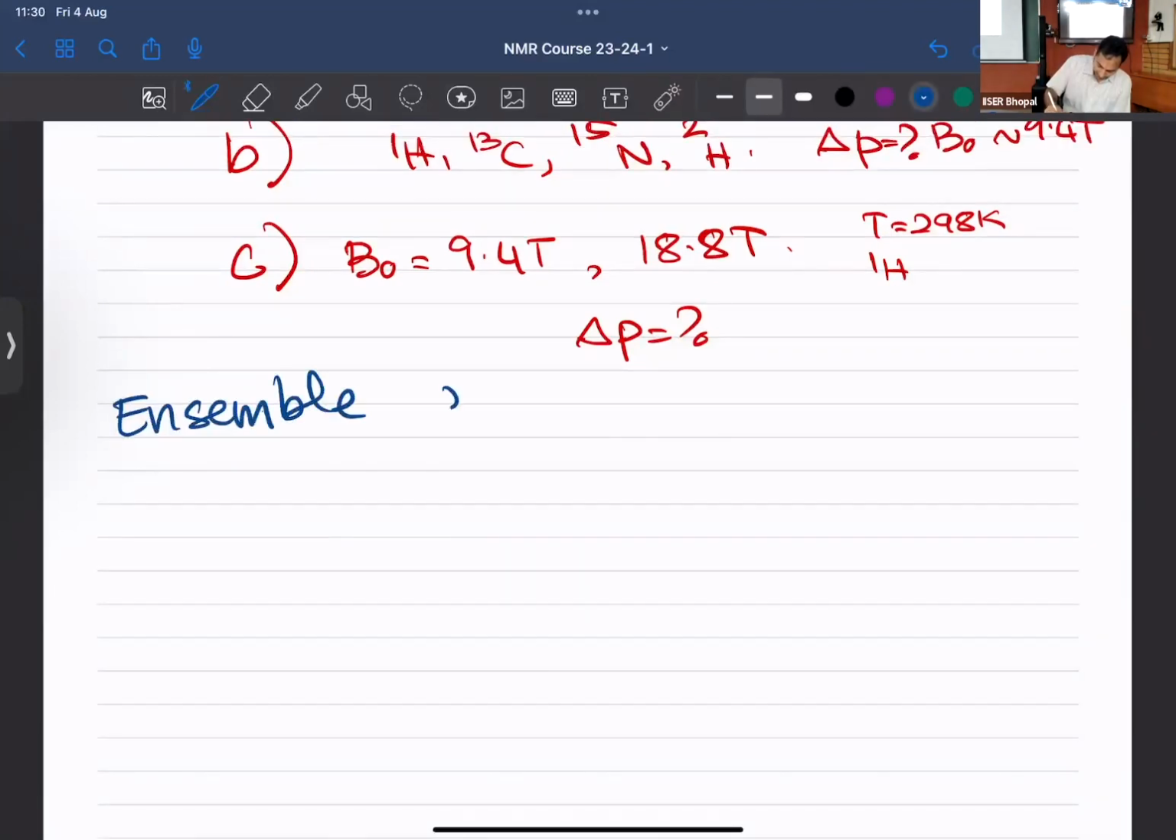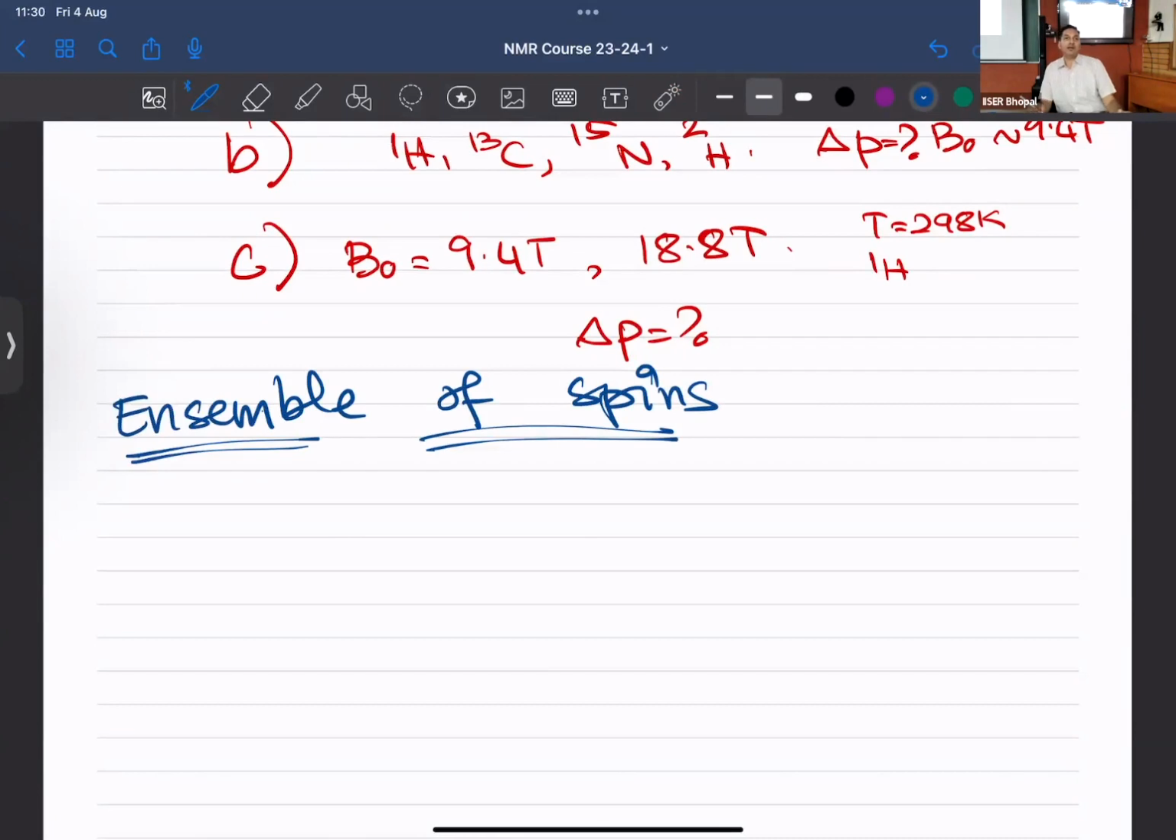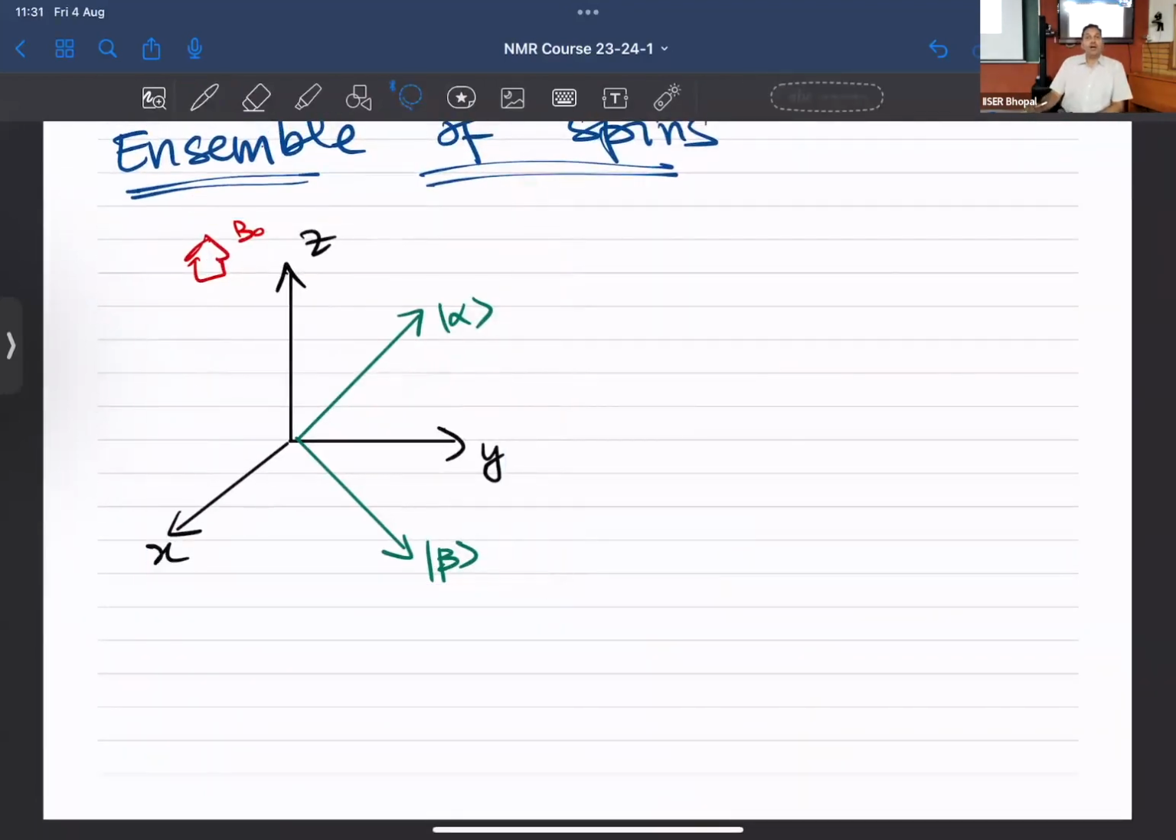Ensemble of spins. What do we mean by this? We are never going to have one isolated spin half to worry about. Whenever you make a sample, getting a sample at 10 power minus 23 molar is very difficult. You can never make a single molecule unless you do a few other things to it. You'll always have a group of molecules. So now we want to understand how these spin states manifest themselves when you have a larger number of samples that exist.